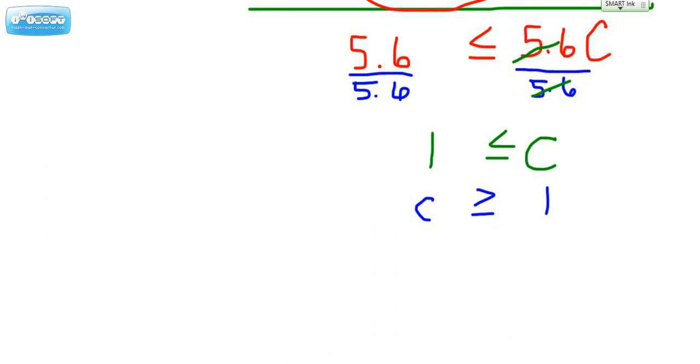All right, now if we graph this, in fact I think I'll put the graph over here, we write the number 1 and think about what this means. c is greater than or equal to 1. That means that 1 would be included, and we'd be shading to the right. This graph would also fit the other form as well. It's the same thing, but this is just easier for a lot of folks to understand.